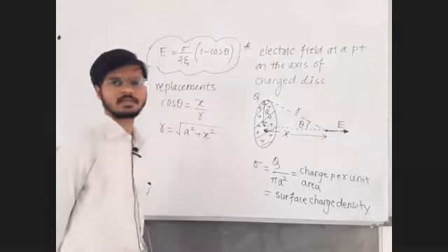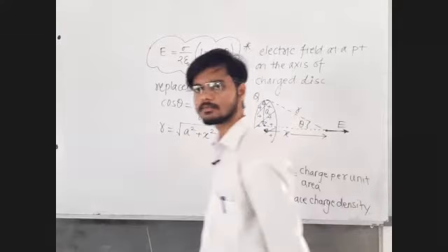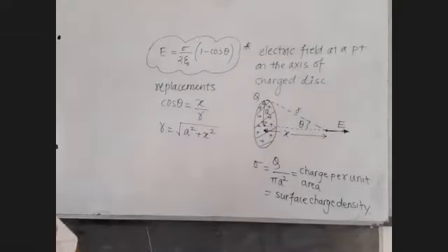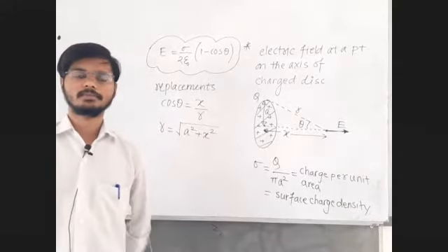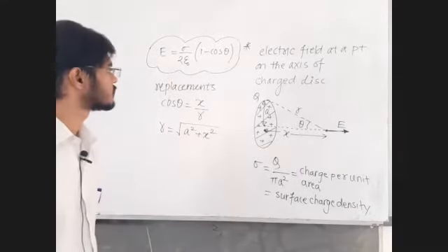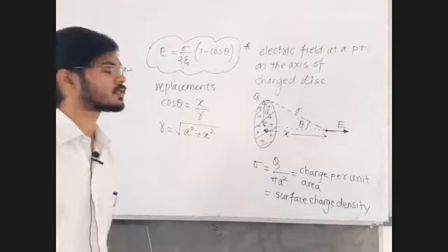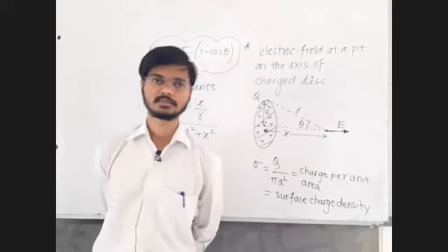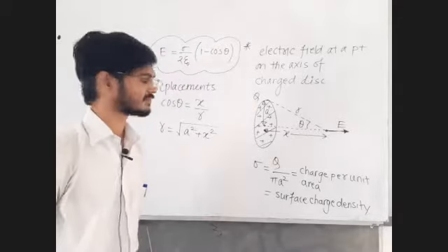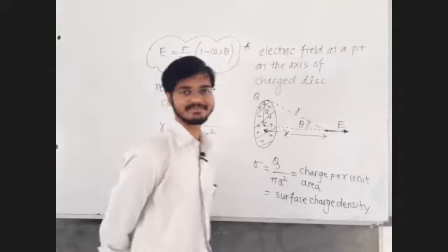Reply to me in the chat box, clear and written. Everyone clear? The simple formula we are going to remember is sigma upon 2 epsilon into bracket 1 minus cos theta. I have remembered, you have to remember. Okay, okay sir, we will remember.